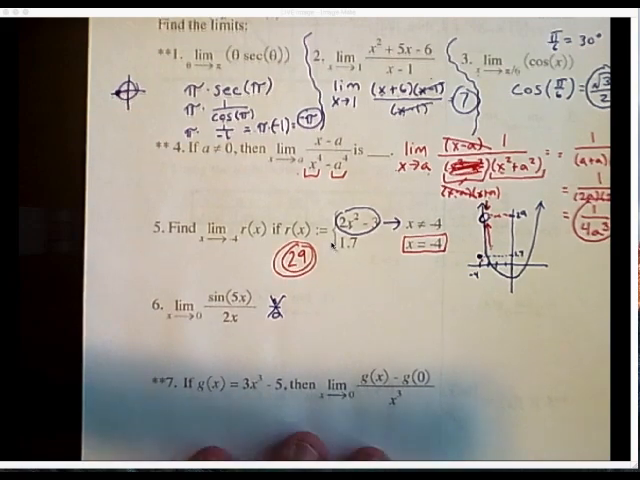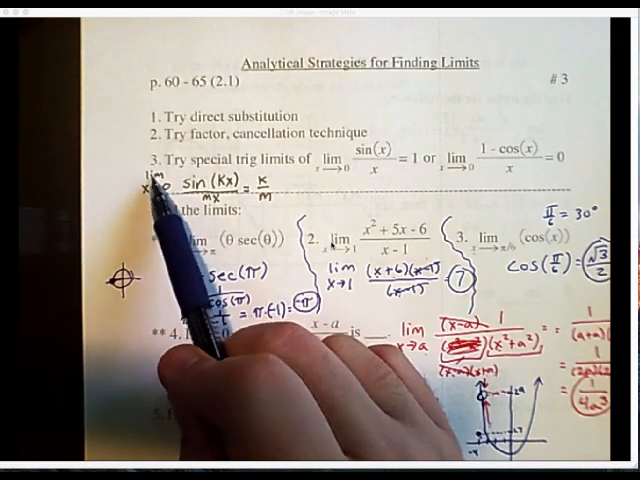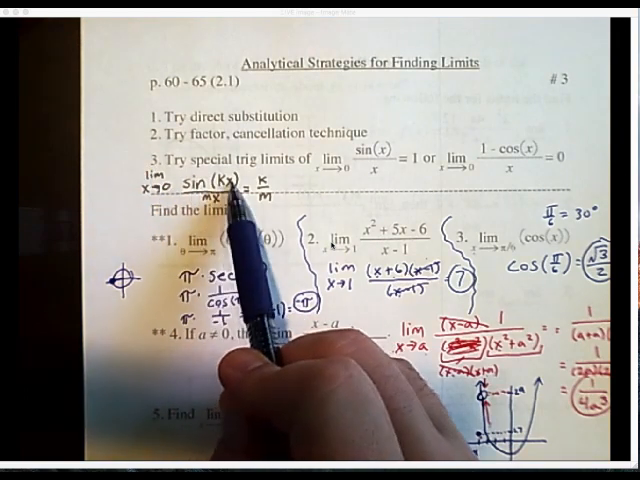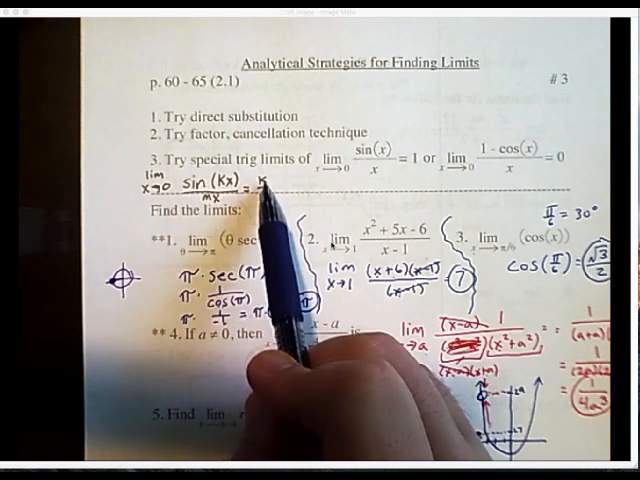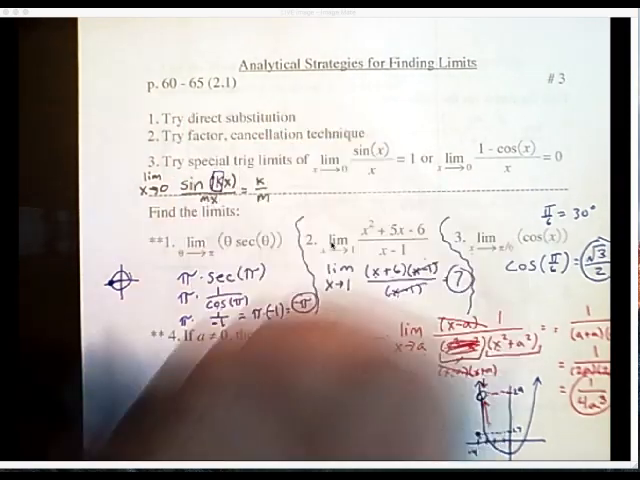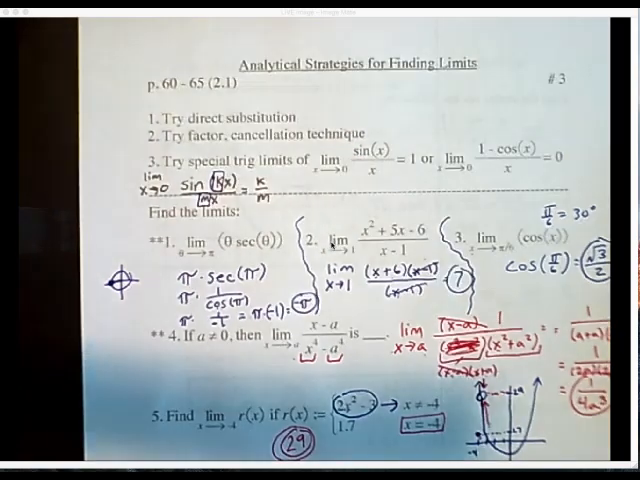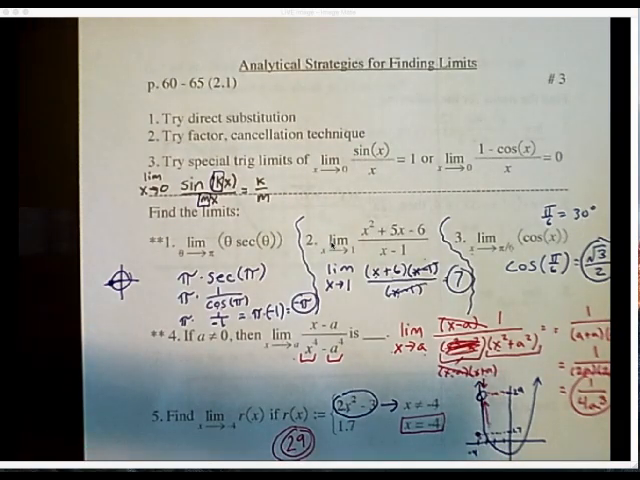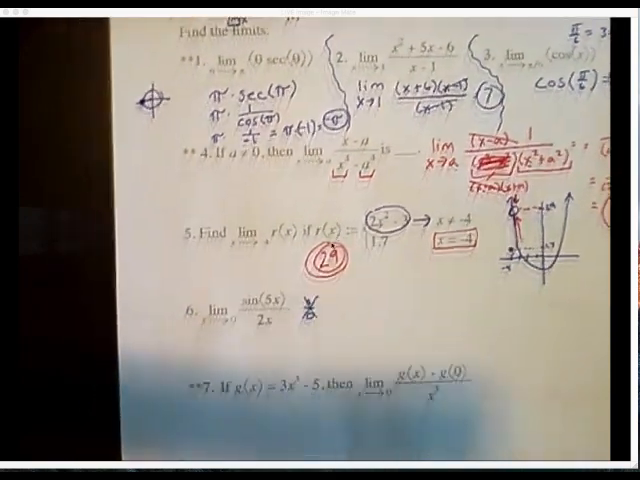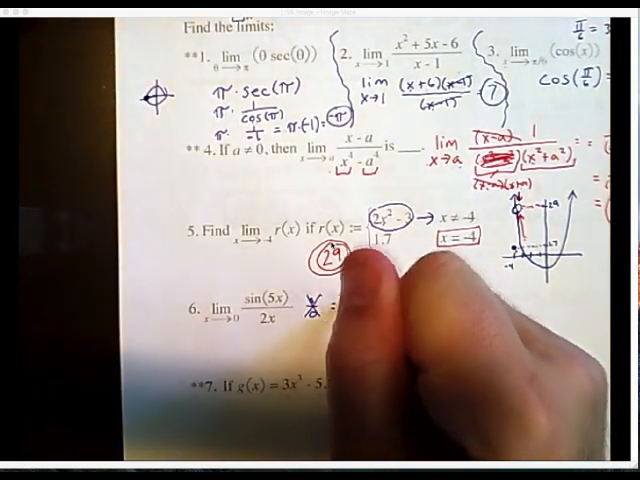But at the top of the paper, this right here, the limit as x approaches 0 of sine of kx over mx is simply going to be k over m. So whatever the coefficient is inside and whatever the coefficient is here, that's going to be the solution. That's going to be the fractional answer. So this one is simply going to be 5 halves.